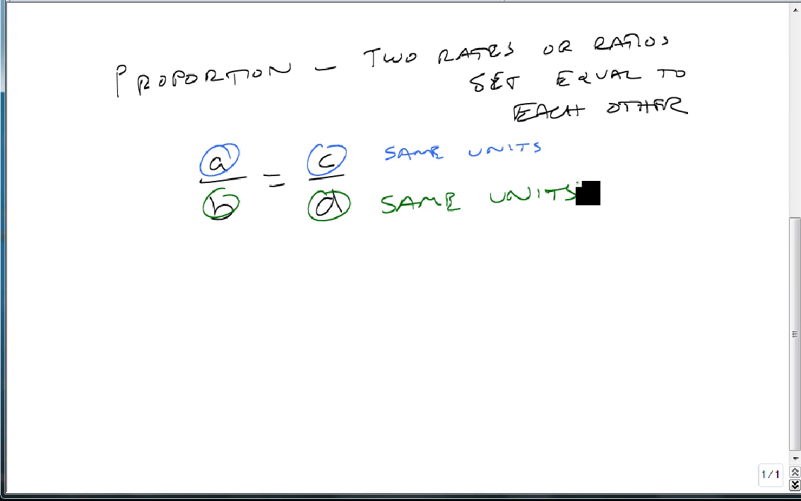So a rate, again, is simply a comparison of two things of the same units, or different units. A ratio is a comparison of two things of the same units. And a proportion is when we set one rate equal to another rate, or one ratio equal to another ratio, so that their units match. Or in the case of ratios, so that there are no units.